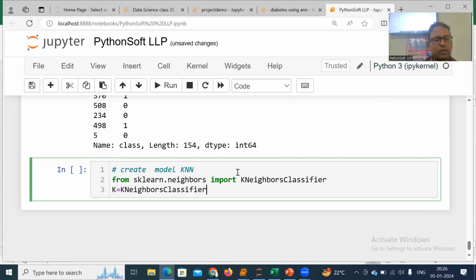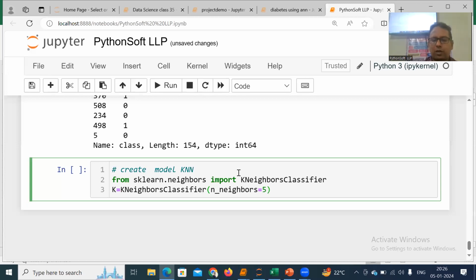Then model is the object here. I'm taking n_neighbors equal to 5, let's say. 5 means I am taking 5 neighbors. If out of 5, let's say 3 persons are suffering from diabetes, and 2 are not suffering from diabetes, then the model will tell that the person is going to suffer from diabetes. Okay.